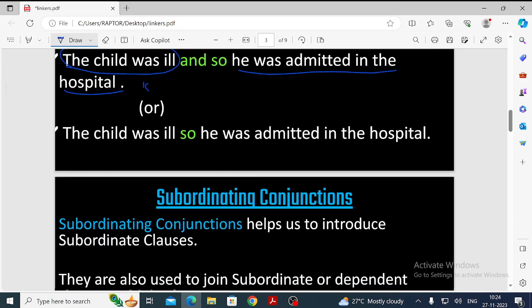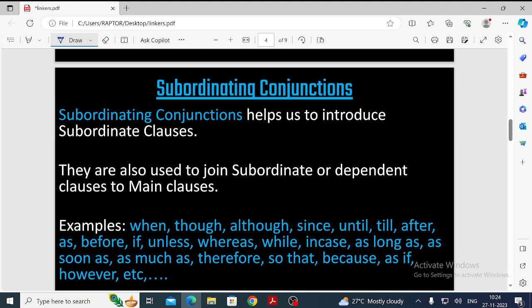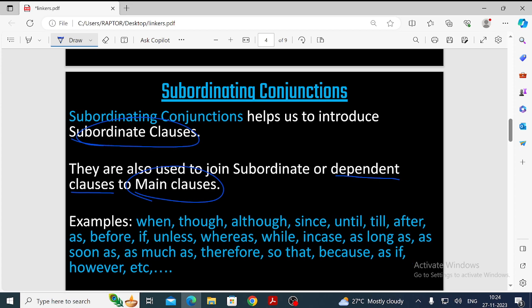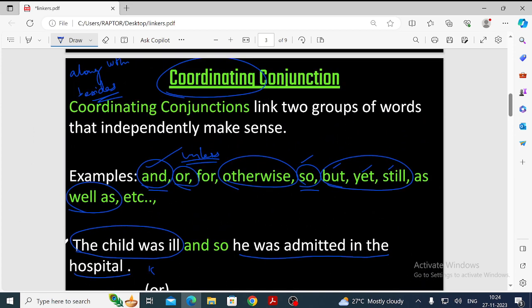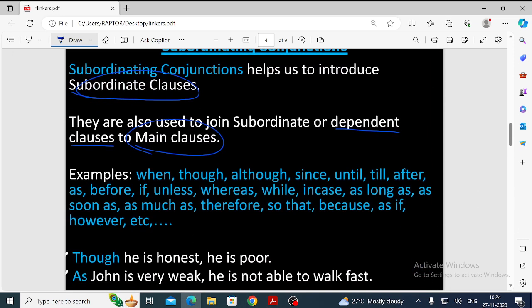Okay, and the next to that, subordinate conjunction. The subordinate conjunction helps to introduce the subordinate clause we used to mention. What is a subordinate clause? You should remember that it is dependent on the main clause. Already in coordinate conjunction we have discussed that the sentence must be an independent sentence. Here, subordinate means the sentence must be a dependent sentence. It will depend upon the main clause, meaning another sentence, to give a complete meaning.